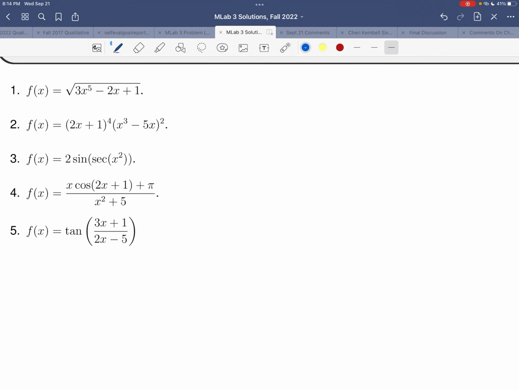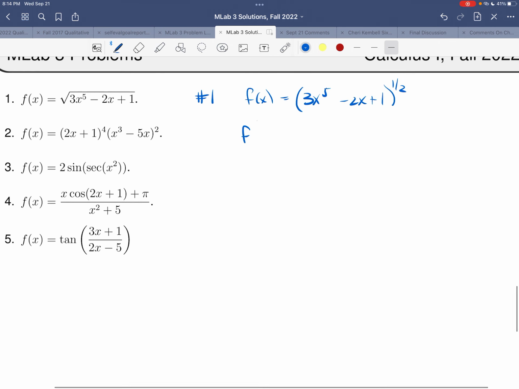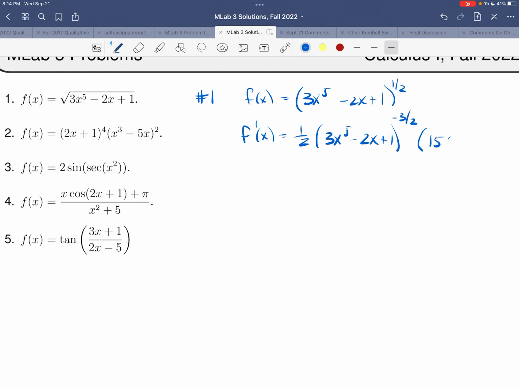So for the first one, number one, the key is to visualize the function as 3x to the fifth minus 2x plus 1 all to the 1/2 power. And when you visualize it that way, then you can use the power rule, and you can say f prime of x is pull the half down, keep the inside the same. This is the generalized power rule. It's a half minus 1, so negative 3 halves. Then you have to multiply by the derivative of the inside, so 15x to the fourth minus 2.